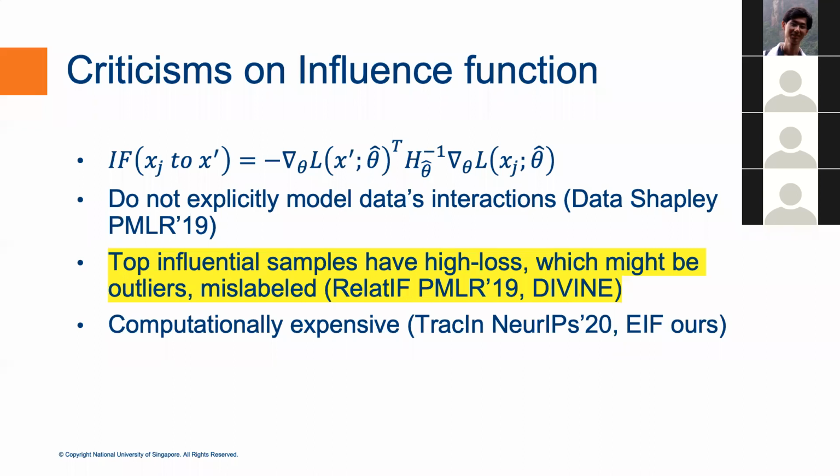And the second criticism is the top influential samples have high loss, which tend to be outliers. But I don't think this criticism is very strong. I agree with you. So if that's the case, we can apply the influence function iteratively, right? So we can pick out the noisy or mislabeled samples, train the models, and apply the influence function again. And then finally, we can find the ones we are really interested in.